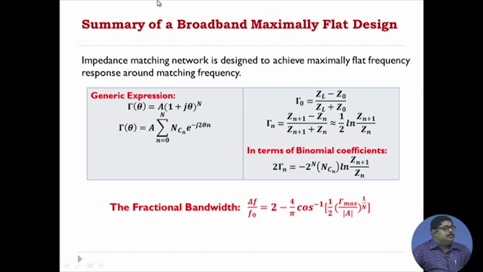So, summary of this is that the impedance matching network is designed to achieve maximally flat response. The generic expressions we have seen. Finally, you will have to find out what the gamma n's are, and then here this is actually half of this. So, in terms of binomial coefficients, you will do it. In the next lecture, we will give an example of doing this. These expressions we will use, and the fractional bandwidth like before we will calculate.